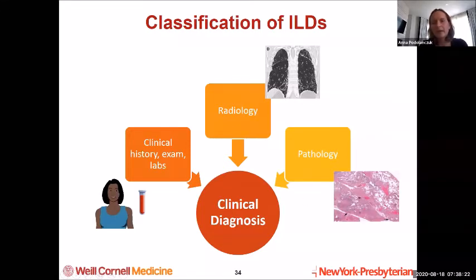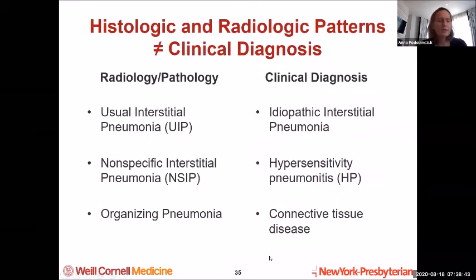And so we are often fortunate enough to have access to multidisciplinary discussion, MDD, where we can sit down with a radiologist or a pathologist. And as a pulmonologist, I can give my clinical impression. We can incorporate all of these things into one clinical diagnosis. And so what I want to emphasize is that a histologic and radiologic pattern does not equal a clinical diagnosis. You can have various radiologic or pathologic patterns. You can have a pattern of UIP, NSIP, or organizing pneumonia.